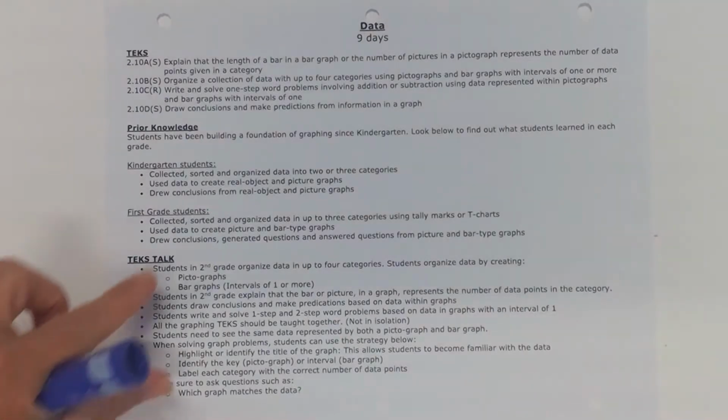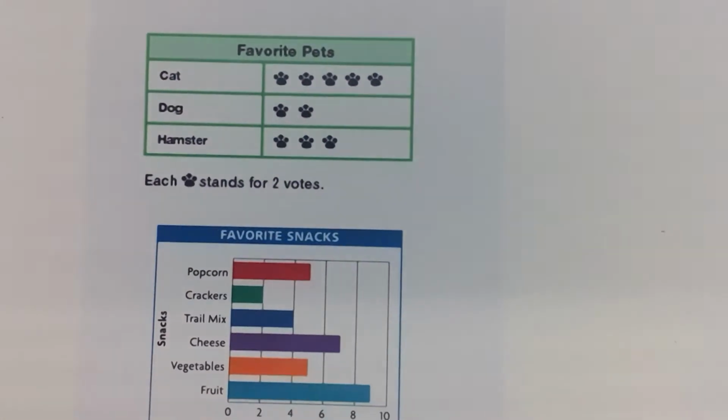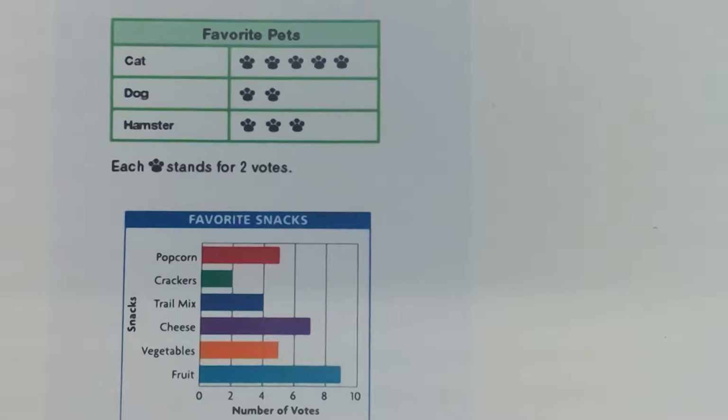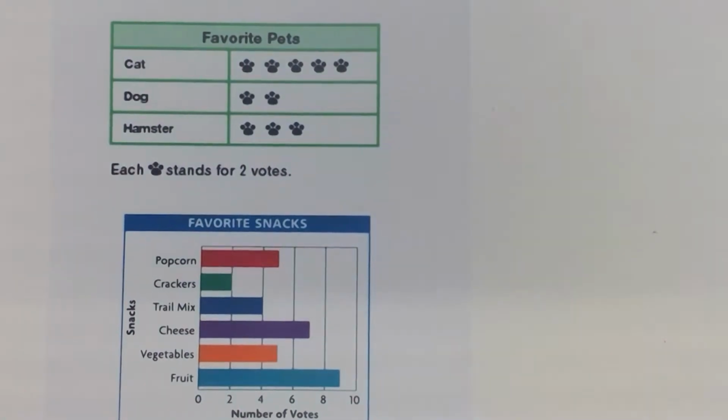In this video, we'll be looking at data analysis for second grade. The TEKS that will be covered are 2.10A, 2.10B, 2.10C, and 2.10D. The students will be working with pictographs and bar graphs in this TEK. So we have an example of each of these graphs.